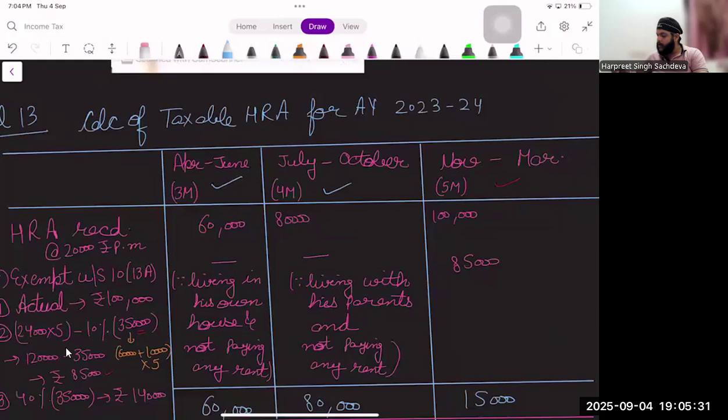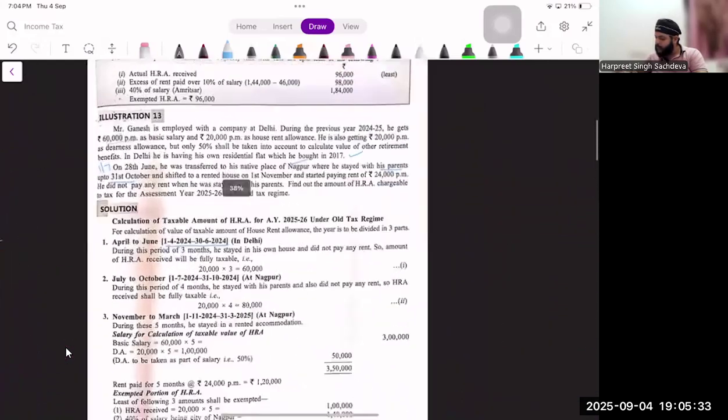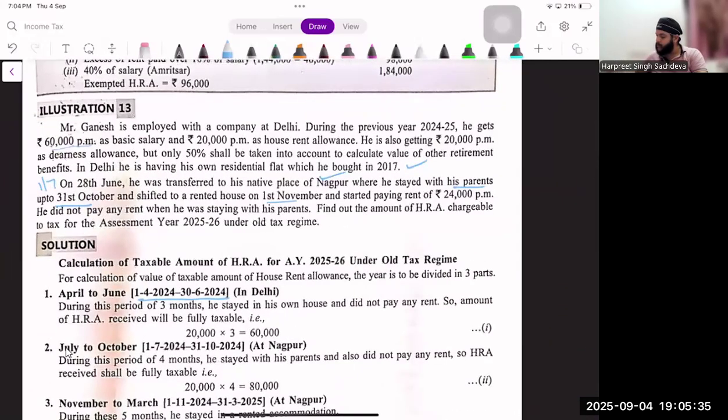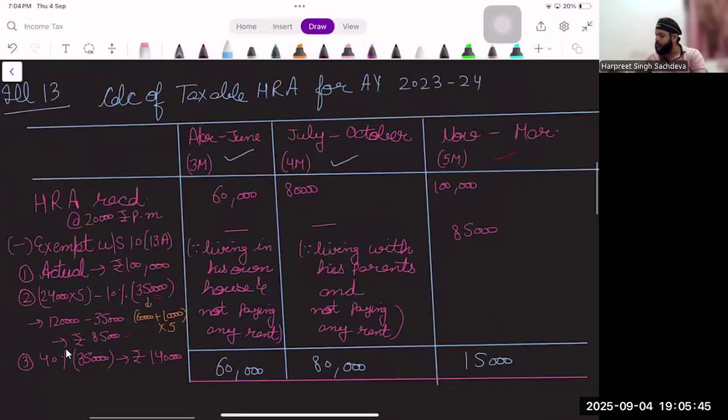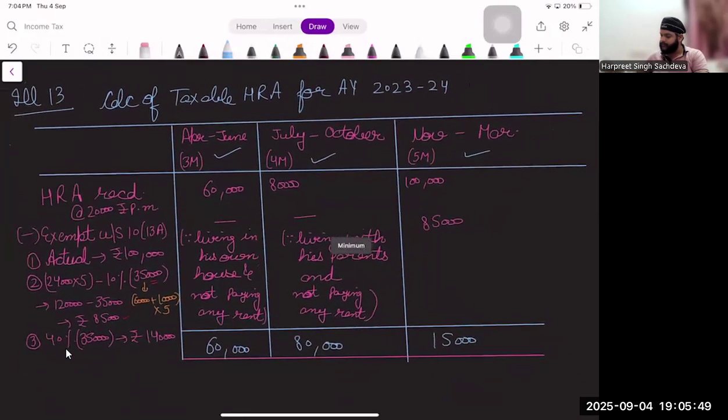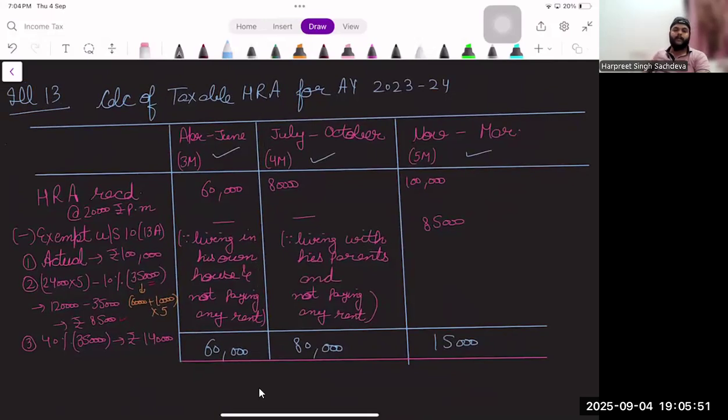Then in November, he shifted to a rented house on 1st November and paid a rent of 24,000. This is the third portion, means November to March, 5 months. Is there any doubt in the splitting? Okay, no doubt. Next.